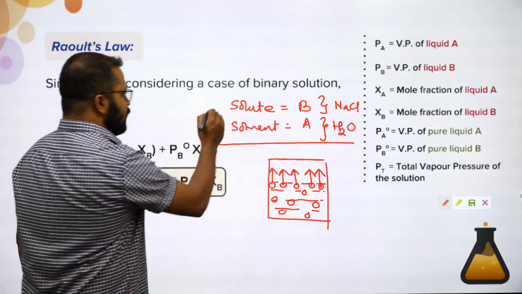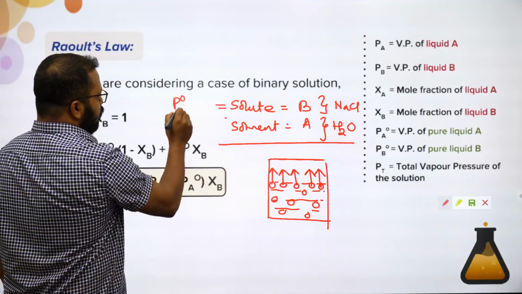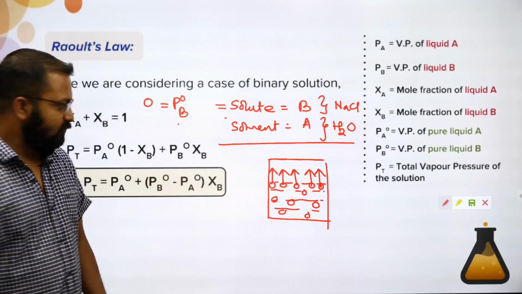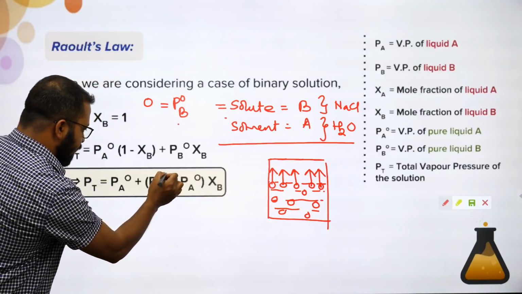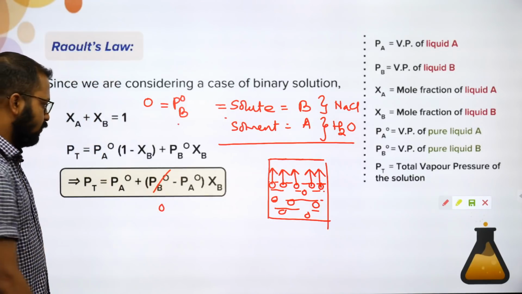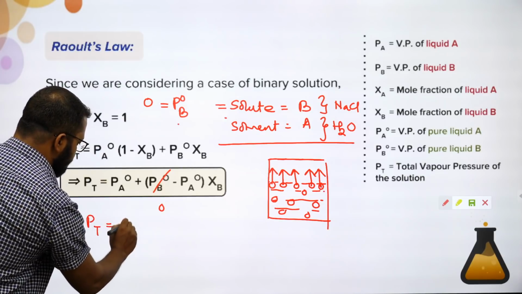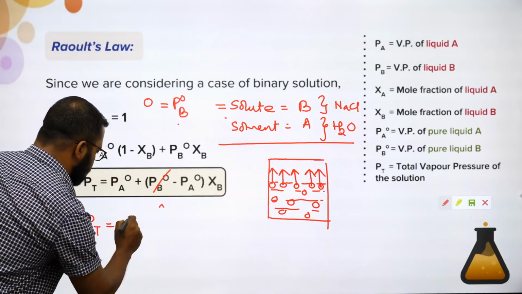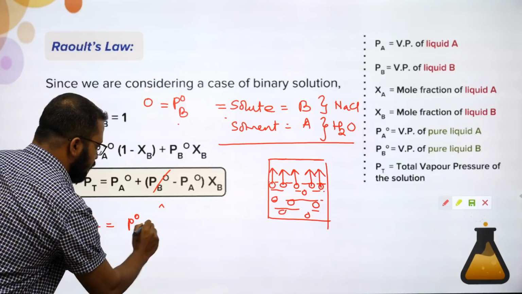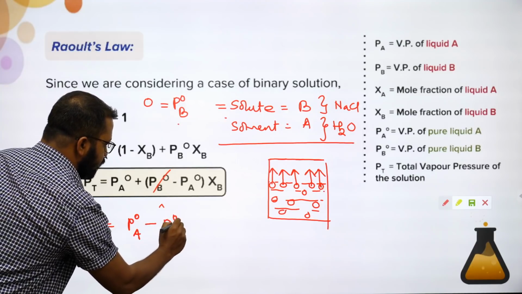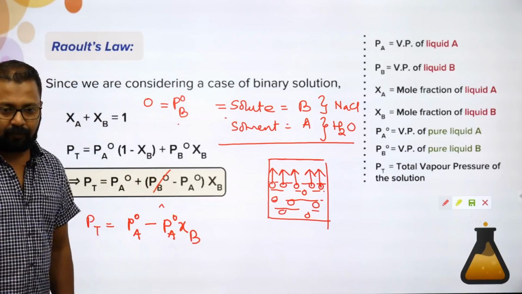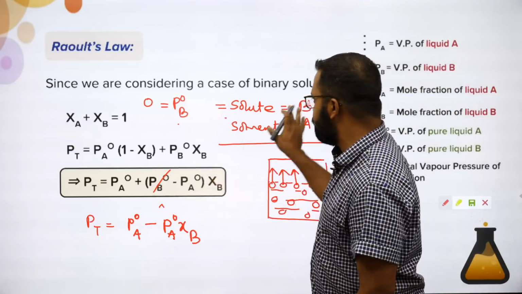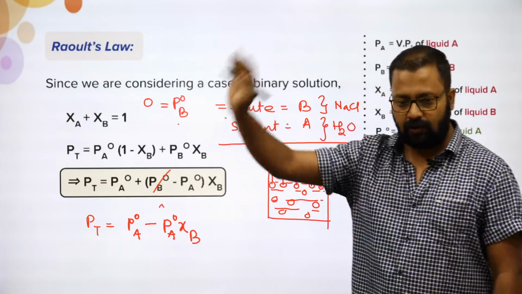In that case, what we will do is, I will take the P0 of B as equal to 0 and P0 of A will remain as it is. Okay, so what will I get? PT is equal to PA0 minus PA0 chi B. In this equation, I remove PB0 because it's a solute. Solute का कोई vapor pressure नहीं होगा.